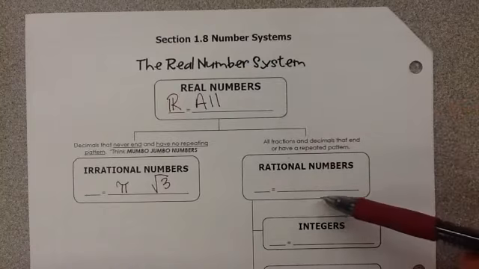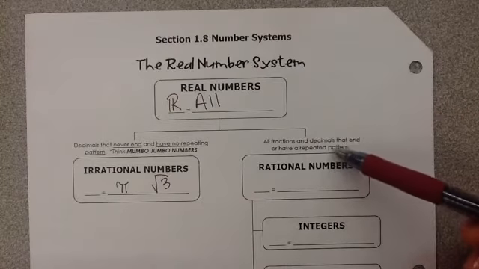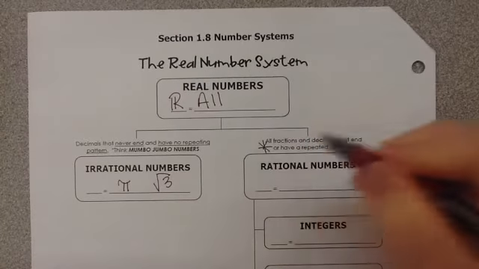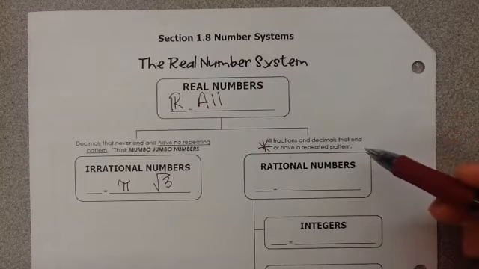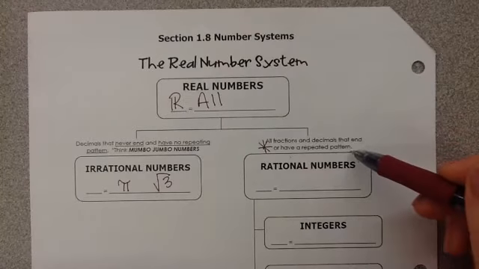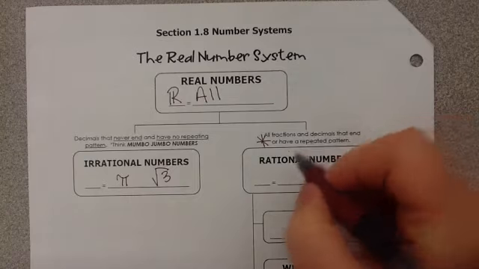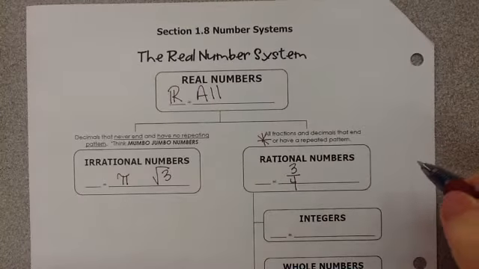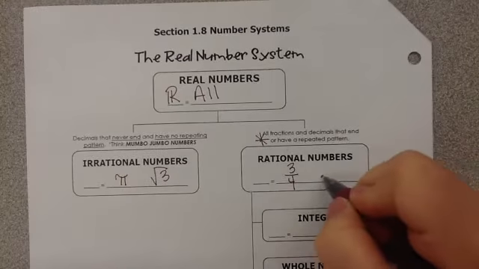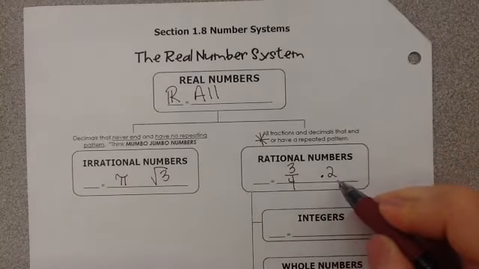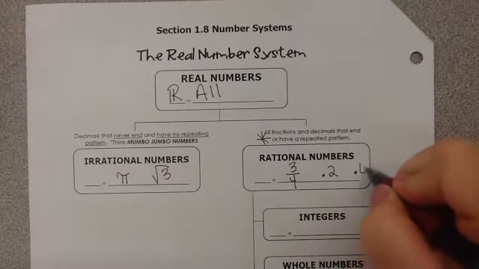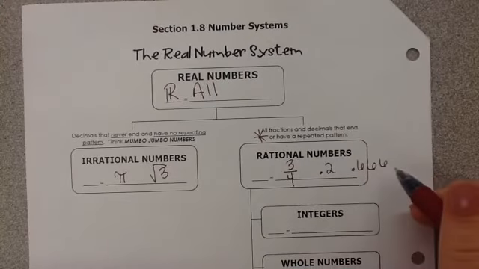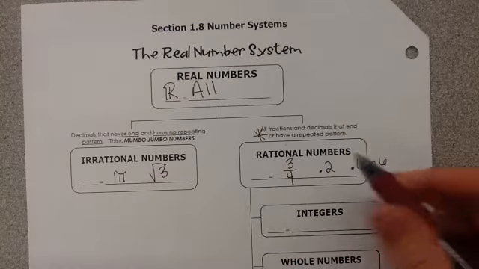The other side of our tree is our rational. Rational numbers are fractions or decimals, and the decimal then has to end or it has to have a pattern. So for instance, 3/4. I can write it as a fraction. All right. 0.2. It ends. 0.666. Okay. It goes on forever with a pattern. Those are all rational.